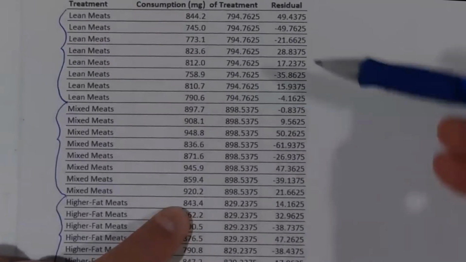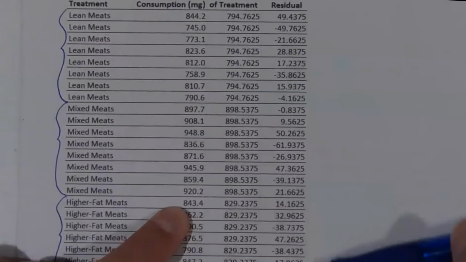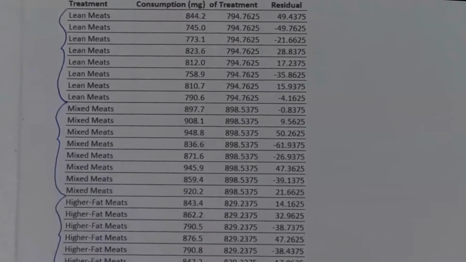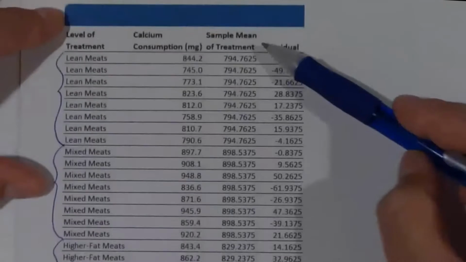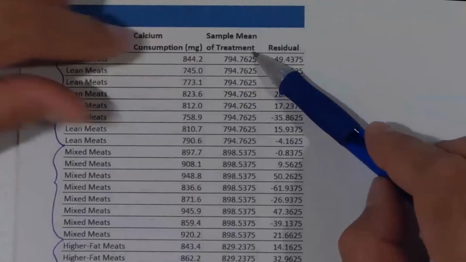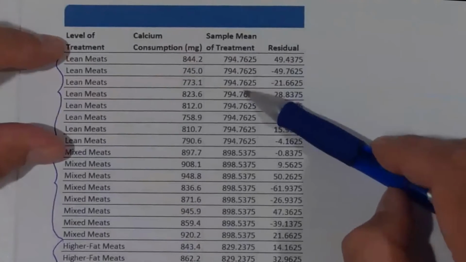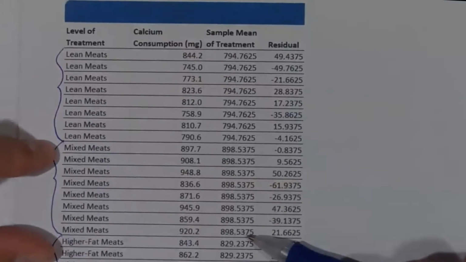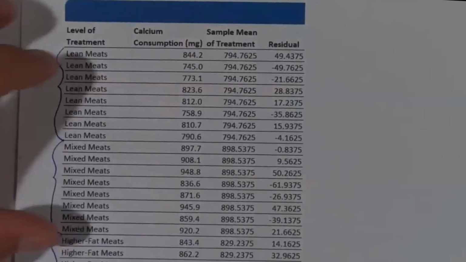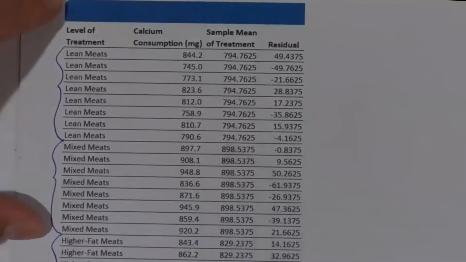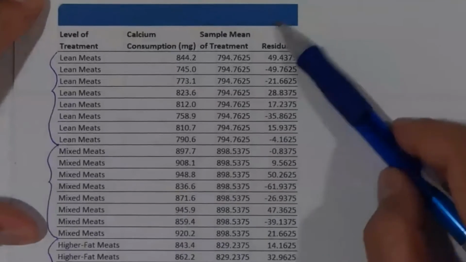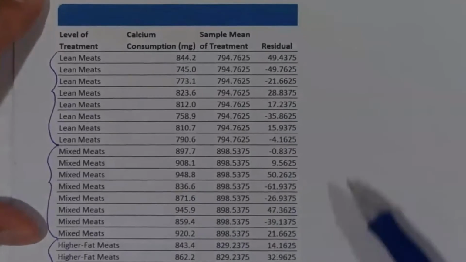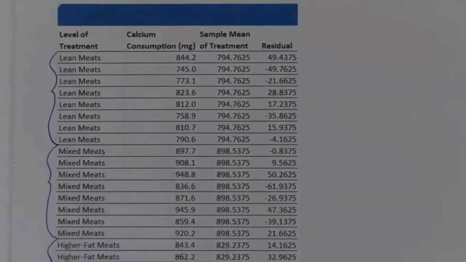meats. So what I have in the far right column is the residuals. Again, the residual is defined as the difference between the data value and the mean for the treatment. That's what I've labeled here: this is the sample mean of the treatment. If the treatment is lean meats, then that's the sample mean of the lean meats. If the treatment is mixed meats, then that's the sample mean of the mixed meats, and so on. So I have these residuals, and to verify the normality requirement, I can do a normal probability plot or a QQ plot of these 24 residuals.